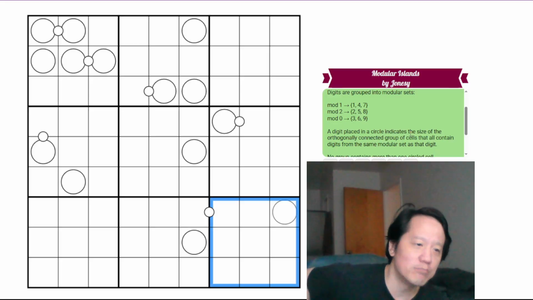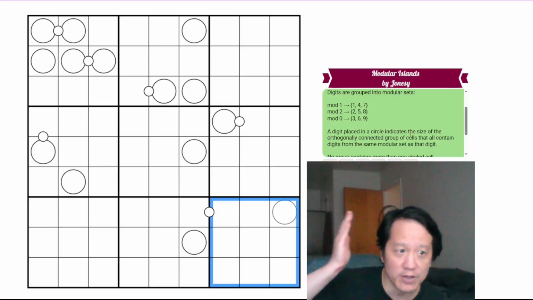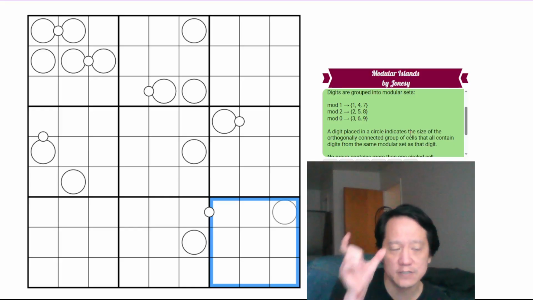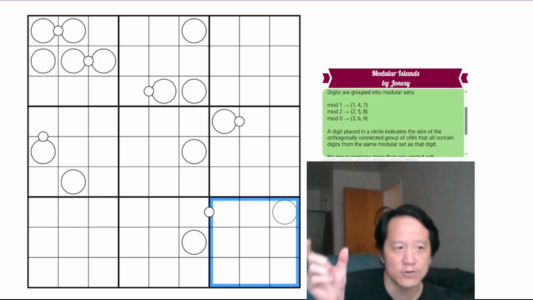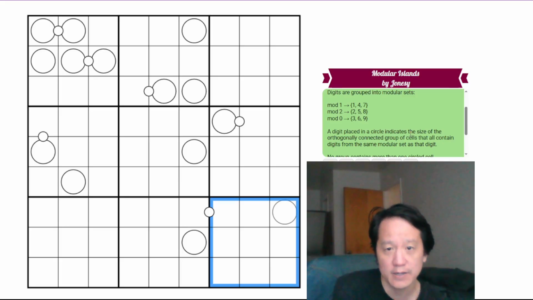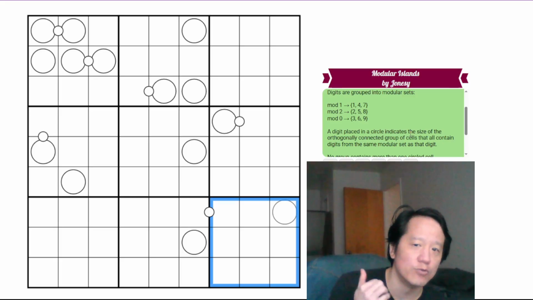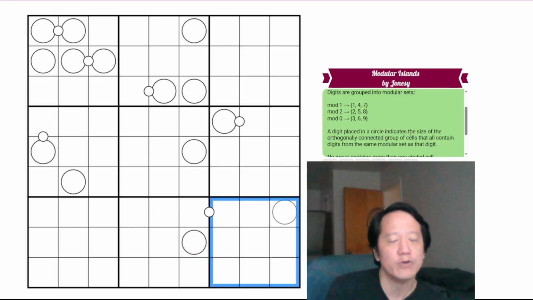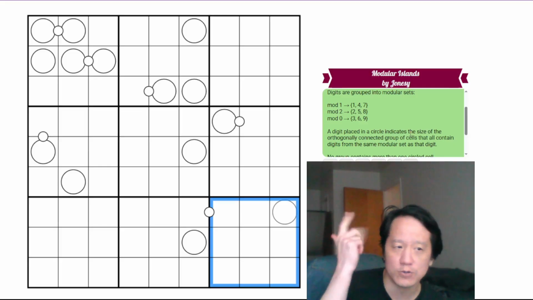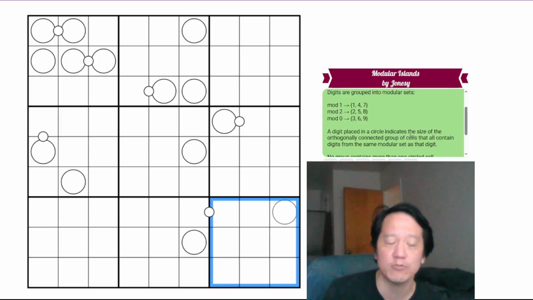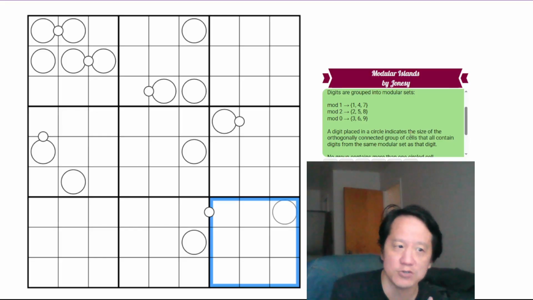It should be 1 mod 3 because the first digit is the remainder in front of the mod. The mod is the second part, and then the last digit should be what it's divided by. So these are all mod 3 sets. We have 1 mod 3, which is 1, 4, and 7. We have 2 mod 3, which is 2, 5, and 8. And we have 0 mod 3, which are 3, 6, and 9.